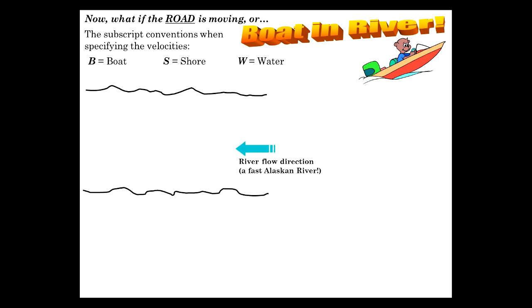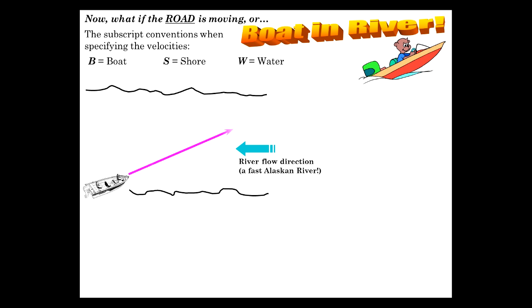Usually I have rivers pointing vertically and the water moving up or down. But right now I'll have it flowing sideways and the water is moving to the left. So here's the river direction. It's a moving road, and we're going to put the vehicle in it, namely the boat.